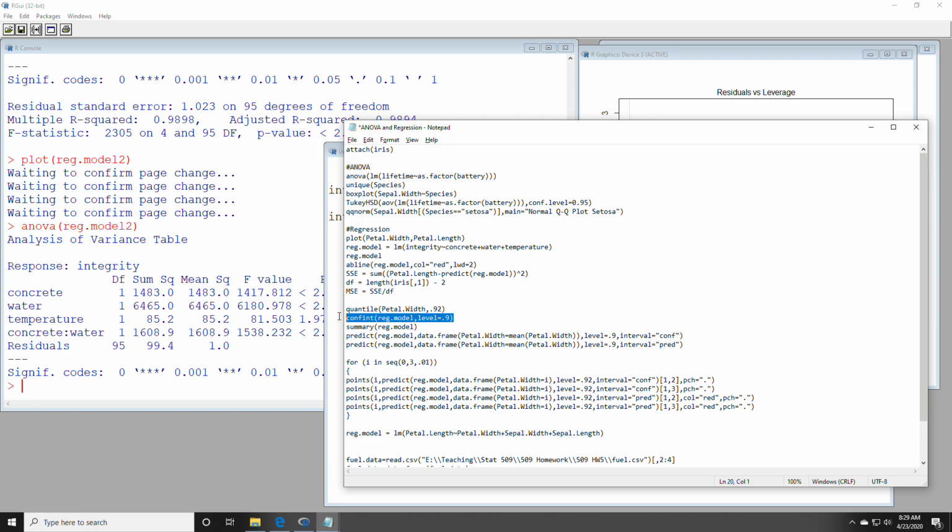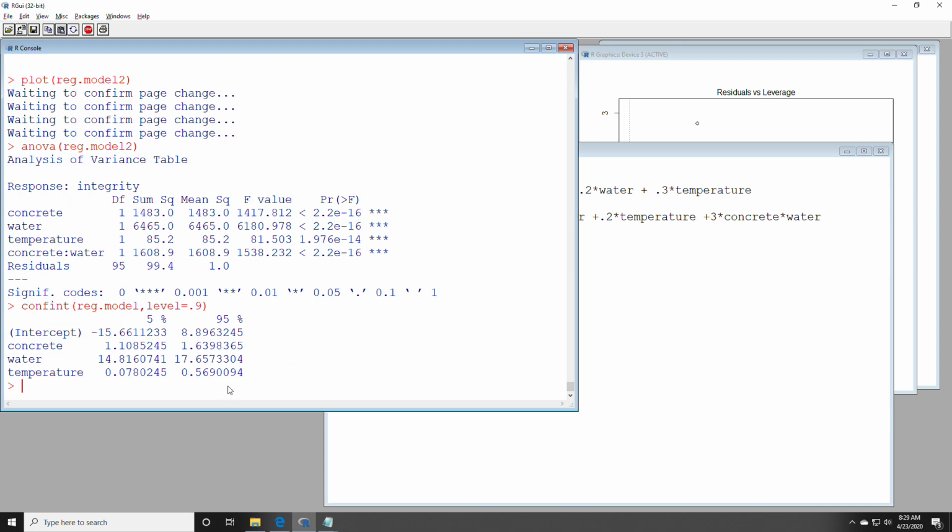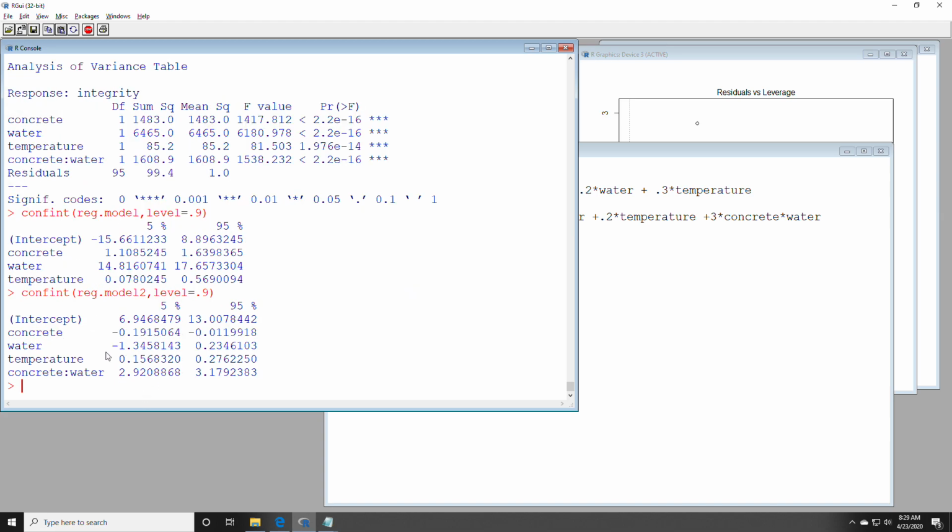Let's do 90% confidence intervals maybe for these parameters. Okay, right? We're 90% confident. Reg.model2, right? We should have an interaction, right? We're 90% confident that beta 1 is between here and here, beta 2 is here and here, beta 3, and beta 4. Okay. And of course, always whenever we're interpreting the coefficients or interpreting confidence intervals, you want to put it in the context of the problem.